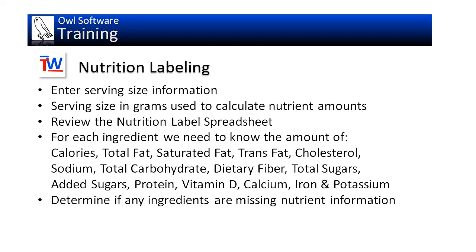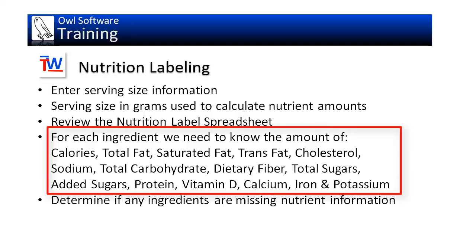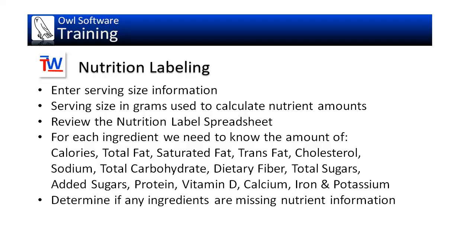For a typical nutrition facts label, we need to know 15 things about each ingredient, as well as the weight % of the ingredient in the formula. In 100 grams of an ingredient, we need to know the amount of calories, total fat, saturated fat, trans fat, cholesterol, sodium, total carbohydrate, dietary fiber, total sugars, added sugars, protein, vitamin D, calcium, iron, and potassium. In many cases, it is helpful to know the total solids content. With this in mind, we will review the ingredients and deal with any missing nutrient information.